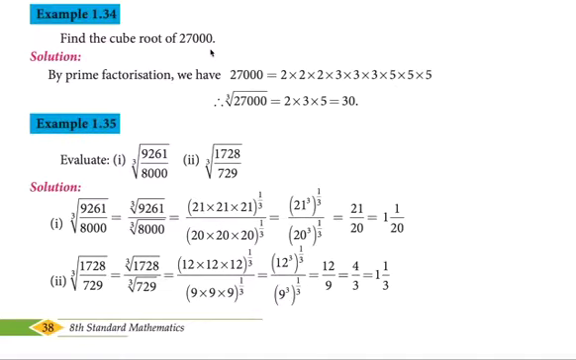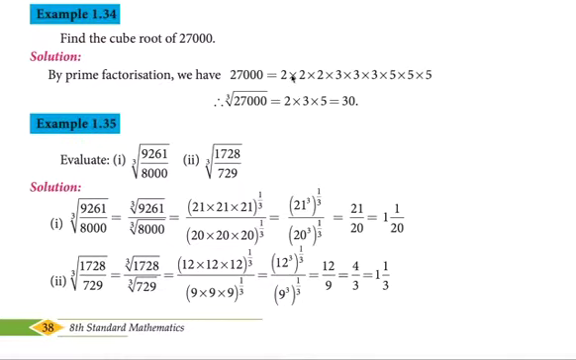27,000 is 27 into 1000. The prime factorization of 27 is 3 into 9, or 3 into 3 into 3. So I can write it as 3 into 3 into 3 into 10 into 10 into 10. Otherwise, 10 can be written as 2 into 5. So there are three 2s and three 5s.